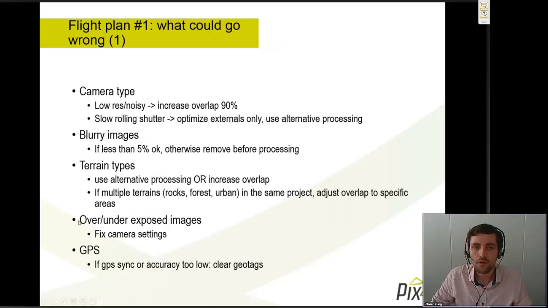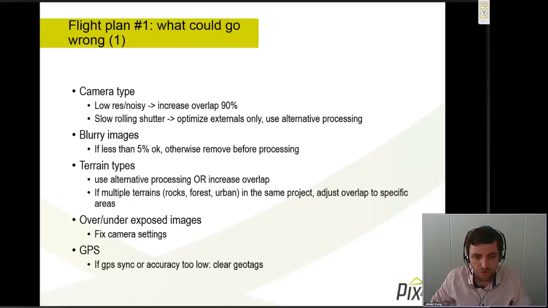Things can also go wrong, even when respecting this flight planning, if your camera is heavily over or underexposed. This will reduce the number of key points, and reducing the number of key points means fewer matches, and fewer matches mean more problems. So we would really recommend correctly fixing your camera settings to make sure you have the best imagery possible.